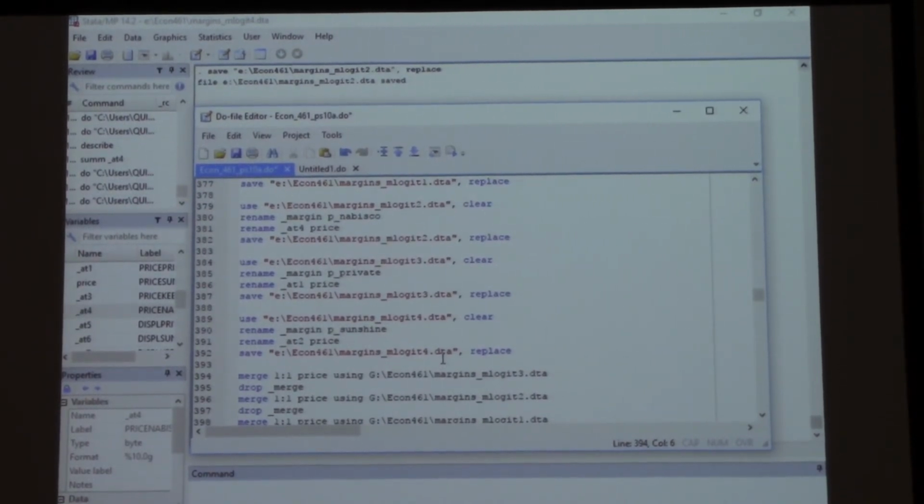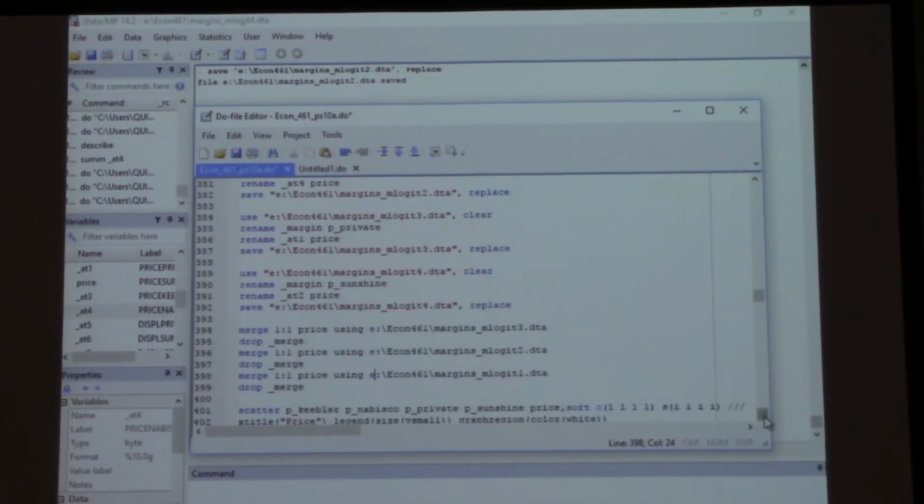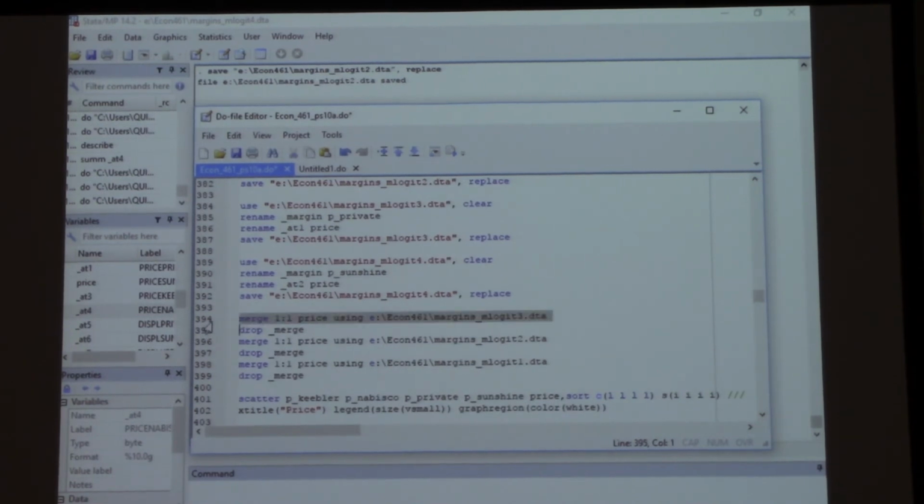So now we're appending. We're making the data set longer. So we're using the merge. I'm sorry. We're using the merge command. So we're doing it on a 1-to-1 basis, and we're doing it on the variable price because remember we specified the same, not the same price, but the same price range. These are E, not G. For all of these. All right, so I'm going to merge this.